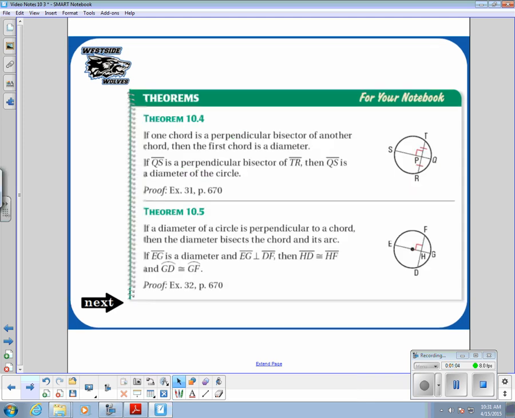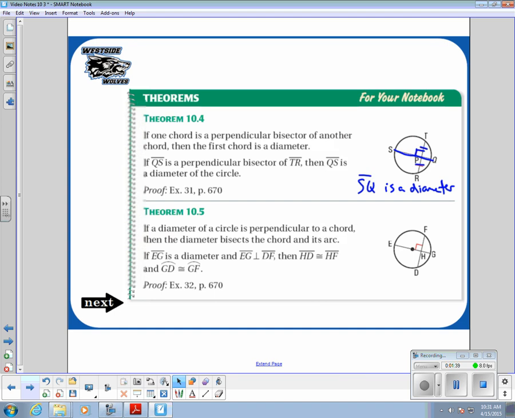Our next two theorems say: if one chord is the perpendicular bisector of another chord, then the first chord is a diameter. So what it's telling us here is that if this chord, SQ, is perpendicular and bisects, then SQ is a diameter. That's important. We're going to use that in a theorem to do a bunch of work. I'm going to teach you something that I've invented, something that's kind of cool.